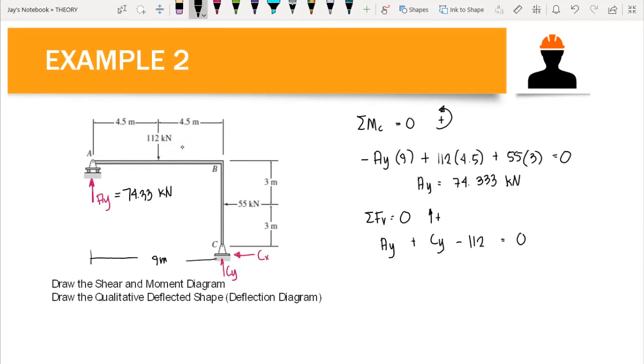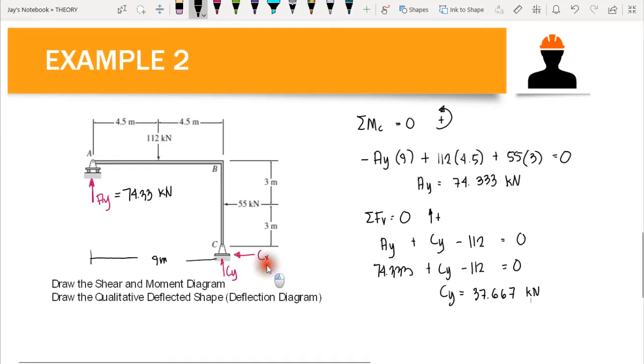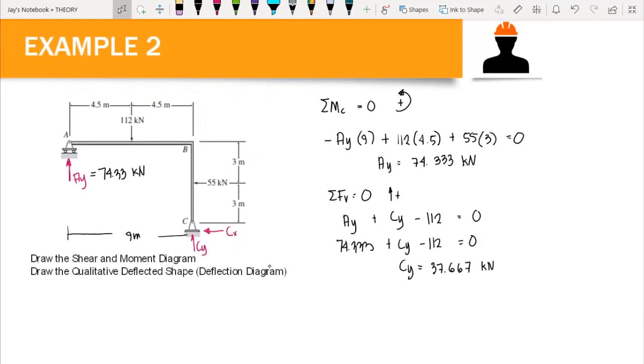We have the value of AY, which is 74.333. So we can now compute CY here, and CY is equal to 37.667 kilonewton. Now we have one unknown reaction left, and that is CX. So we can sum up forces horizontal. Now take note, CX here is not equal to 0, since we also have 55 kilonewton here, which is acting horizontally. So summation of forces horizontal is equal to 0. Forces acting to the right are positive, and that is we have negative CX minus 55 is equal to 0. That means CX is equal to negative 55 kilonewton.